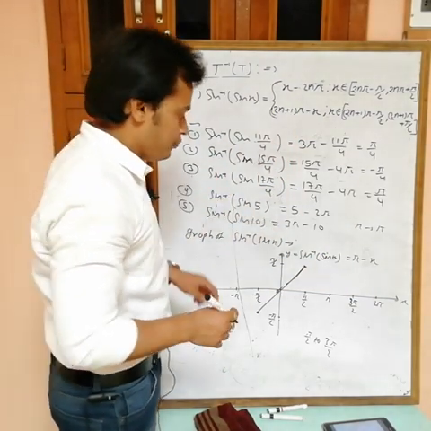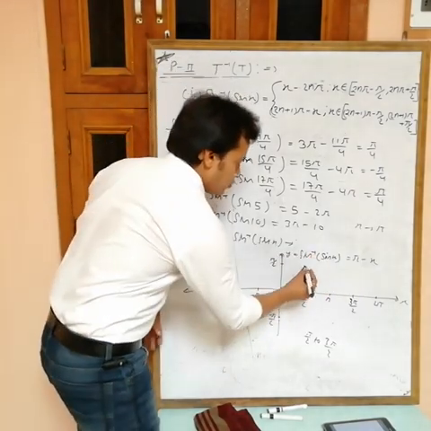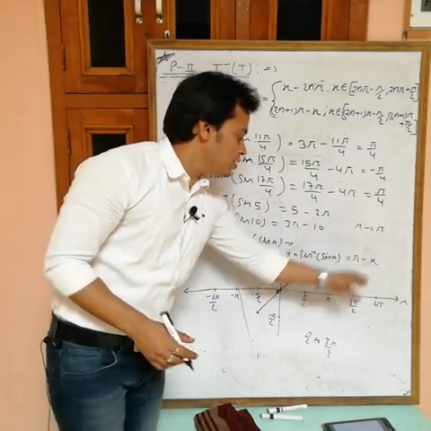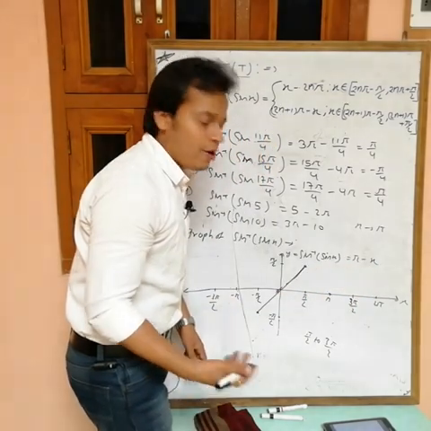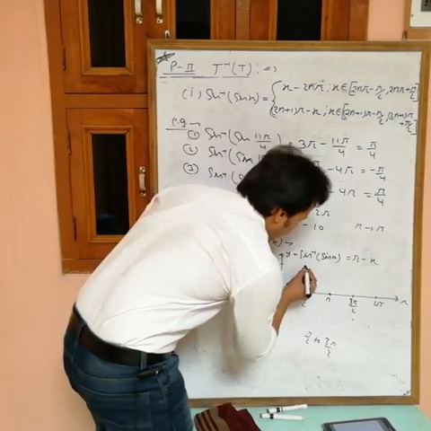Now draw the graph. Okay, put the values. Put pi by 2, what are we getting? Pi minus pi by 2, pi by 2. So at pi by 2 this is the value. Now put pi, what are we getting? Pi minus pi, 0. Now put 3 pi by 2, pi minus 3 pi by 2, minus pi by 2. Okay, so join them.